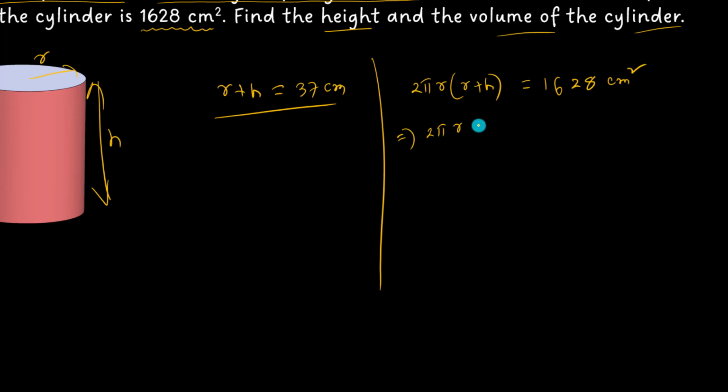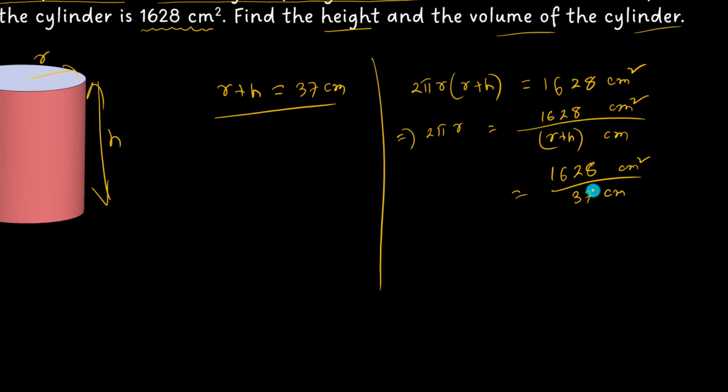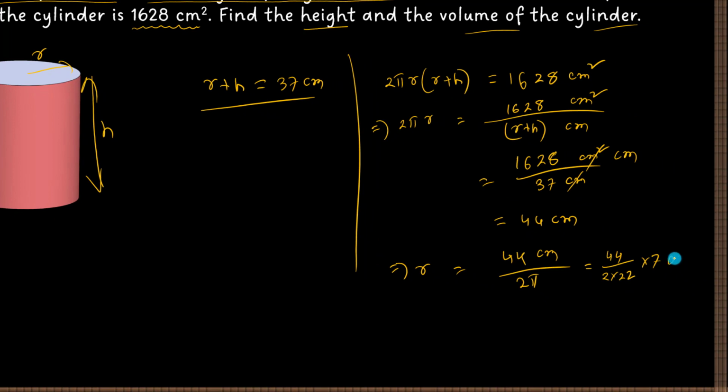So twice pi r is equal to 1628 divided by r plus h, centimeter square, and actually this will be centimeter, is equal to 1628 divided by r plus h is 37 centimeter. This is centimeter square, so centimeter, and this is equal to 44 centimeter, and therefore r is equal to 44 centimeter divided by twice pi. So this is equal to 44 divided by 2 into 22 by 7 centimeter. This is equal to 7 centimeter. Radius is equal to 7 centimeter.